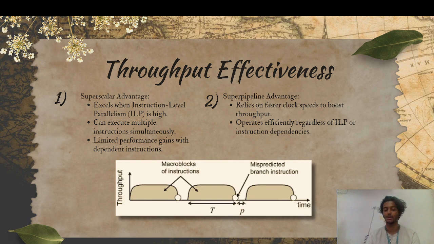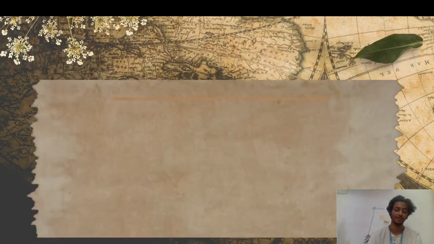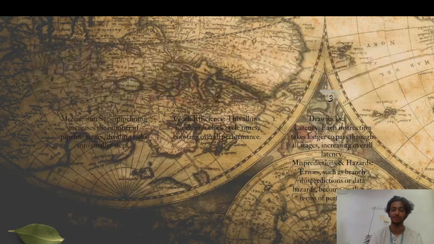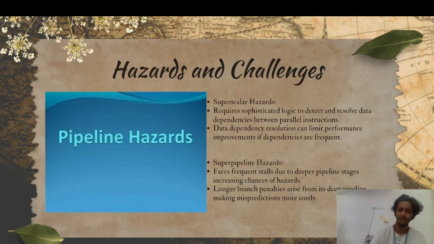Now, let us talk a little about clock cycle and pipelining stages. In superscalar systems, the clock cycle remains the same, but more operations occur within it. In contrast, super pipelining reduces the dependence on the clock cycle by slicing the pipeline into thinner stages, therefore increasing the number of pipelining stages. Superscalar aims to make better use of time per cycle, while super pipelining tries to shrink the time per cycle.